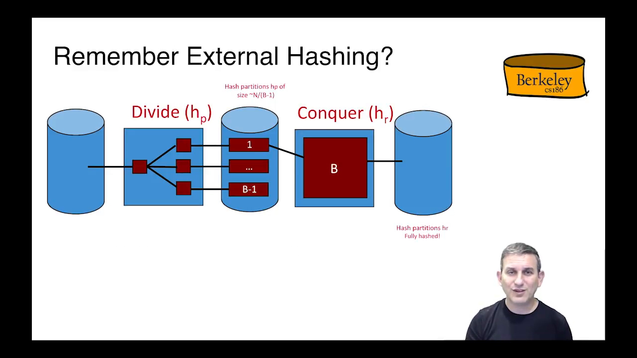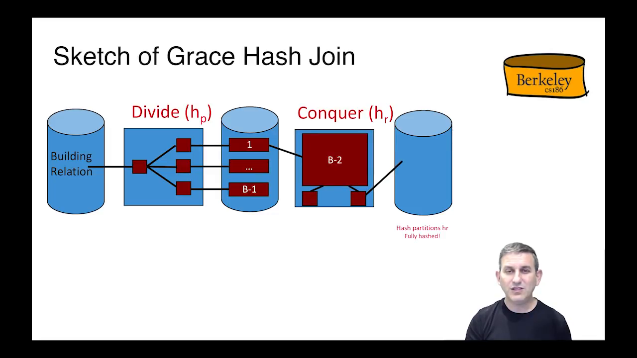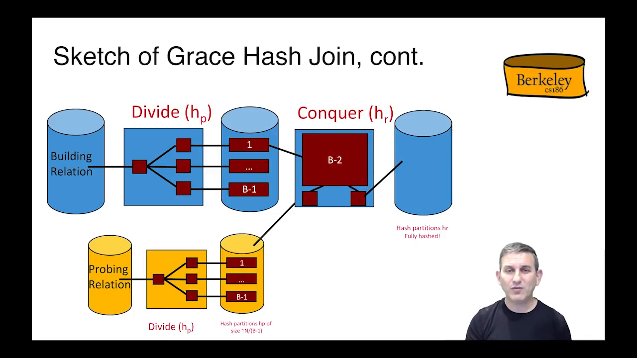So you remember external hashing, I'm sure. It was a picture something like this. It had a divide phase in which we partitioned and a conquer phase in which we built a hash table for each partition. So we're going to do exactly this for Grace hash join, with the addition that we're going to have a probing relation that's going to work on those hash tables as we go.